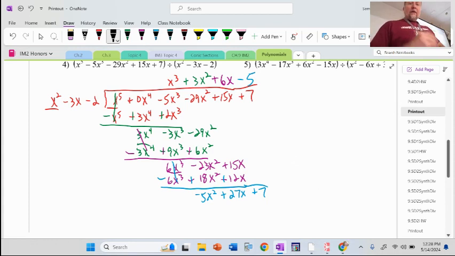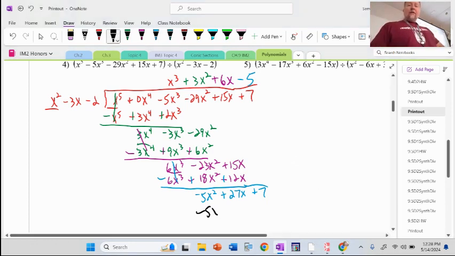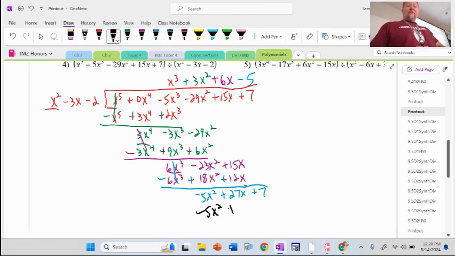I guess we'll do, I'm avoiding the black there, so we'll do the black. Negative 5x squared, that'll be my remainder. Plus 15x plus 10. I was supposed to write that in blue. Darn it. I'll do the blue. Subtract, subtract, and then I'll write the answer in black there.